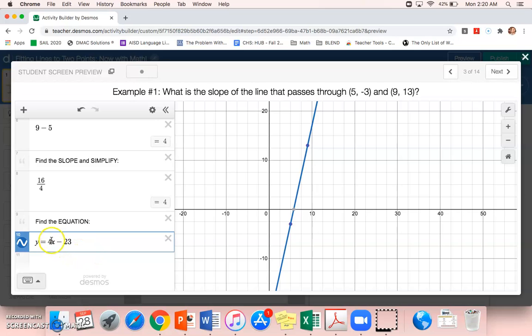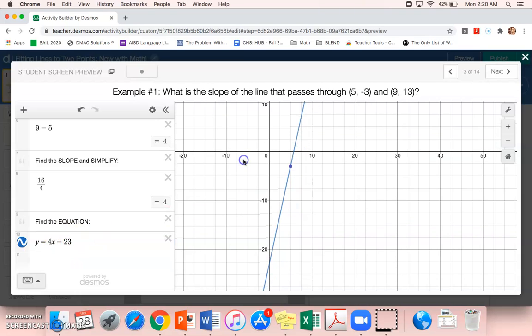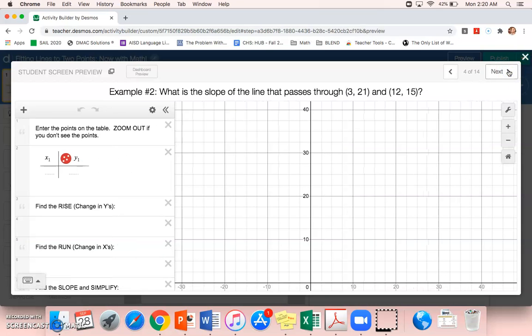So all I did was I found the slope, and then I shifted that line down by changing the y-intercept, right? So now, instead of being at 0, I can click here and see that I'm at 23 negative. Okay? So that's all we're doing today. We're just taking up 2 dots, finding the slope, and then shifting it up or down. Let's look at another example.